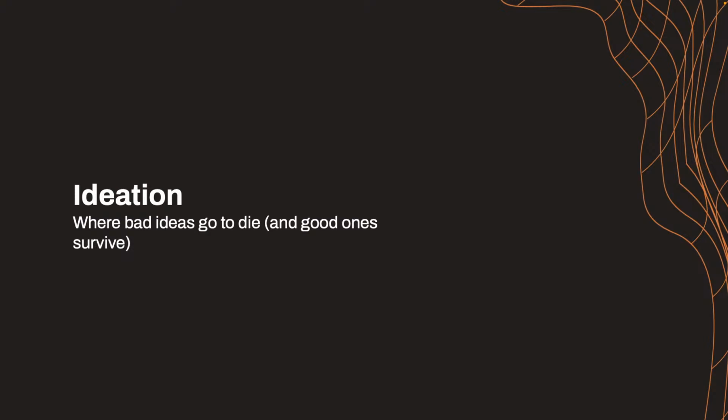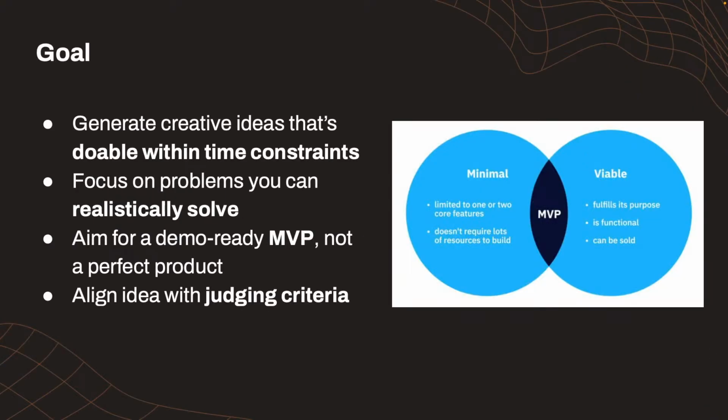So starting off with ideation. The main goal of the stage is to generate creative ideas that are actually doable within the time constraints. And you have to focus on problems you can realistically solve. So you're probably not going to make an AI that magically solves every single problem in the world. That's just not going to happen. So you have to try to find something you can actually do, but not too basic. So you don't want to make just a simple web app, but if you can combine that with AI somehow, make it more fun, have some little graphics that move, that's probably a better idea.